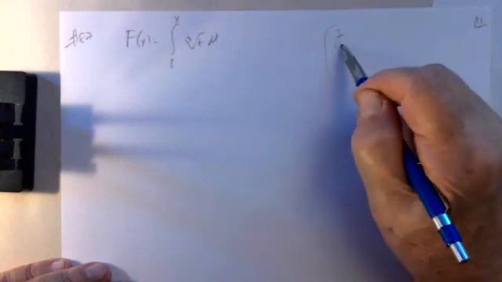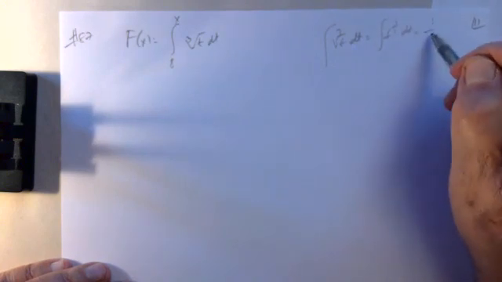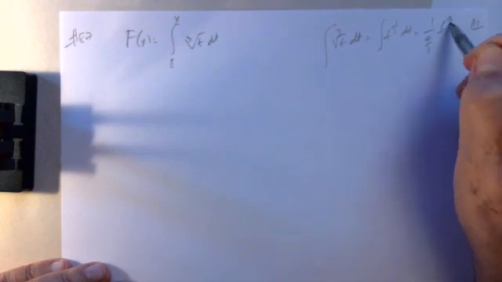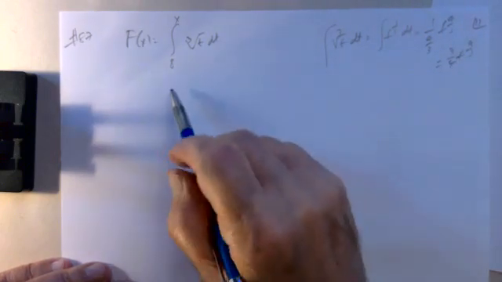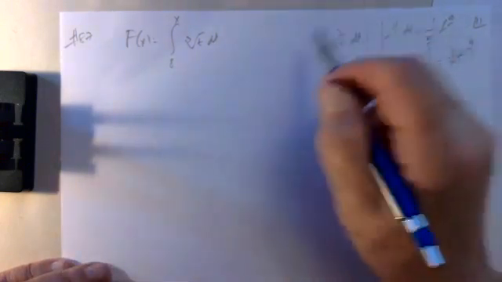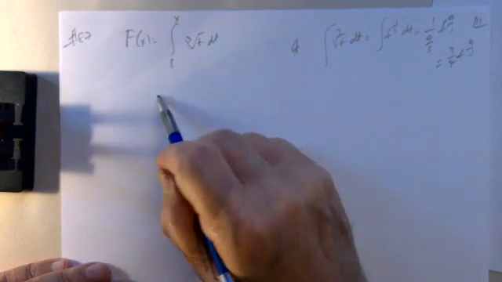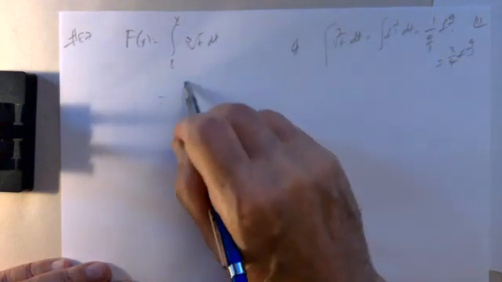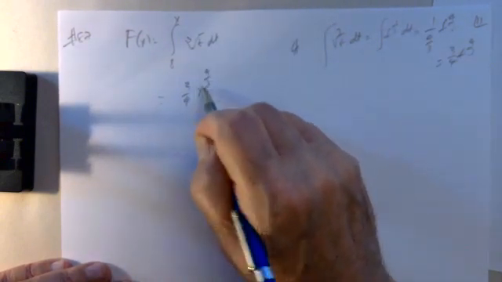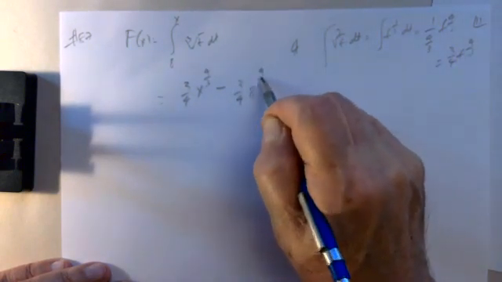So the antiderivative of the cube root of t is the antiderivative of t to the 1/3. You add 1 to 1/3, you get 4/3, 1 over 4/3, so it's 3/4 t to the 4/3. When you evaluate this at x, you get 3/4 x to the 4/3. When you evaluate this at 8, you get 3/4 times 8 to the 4/3.